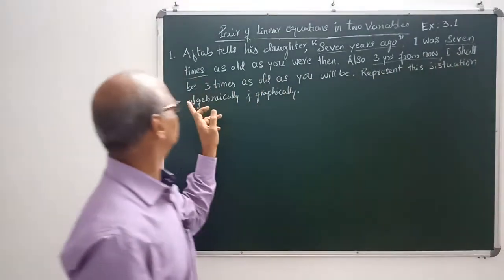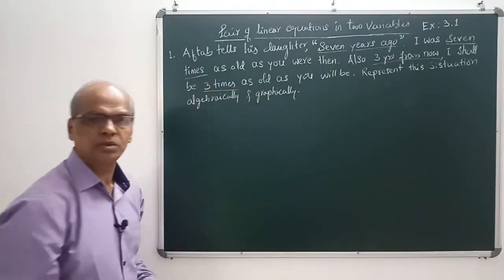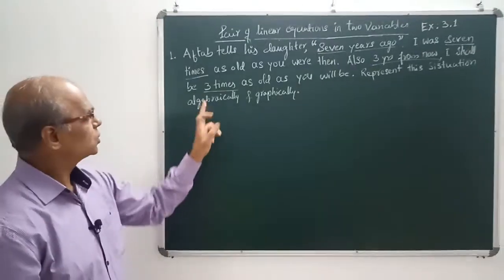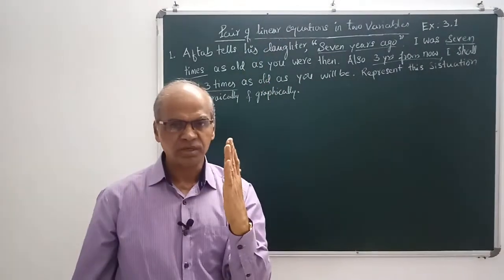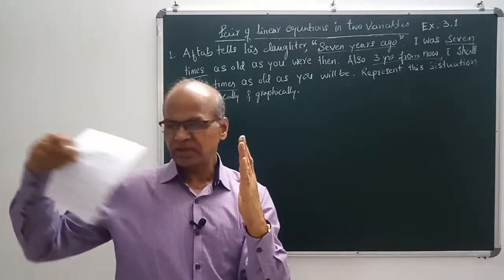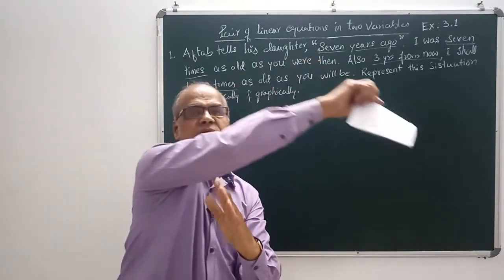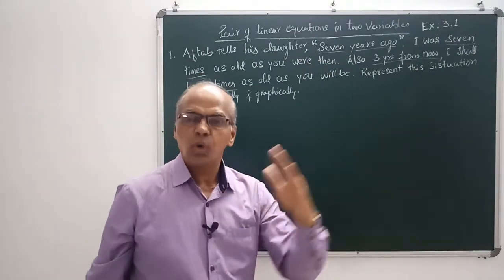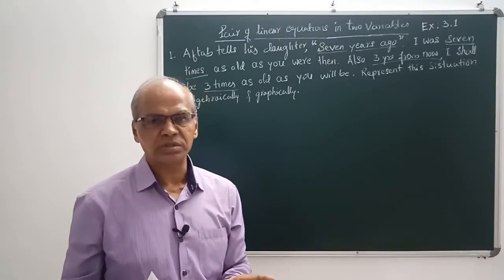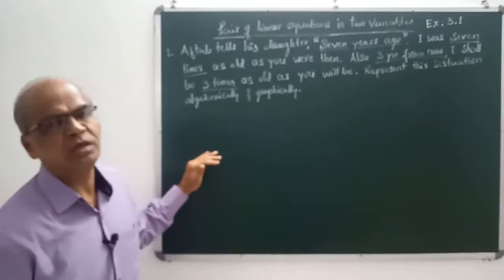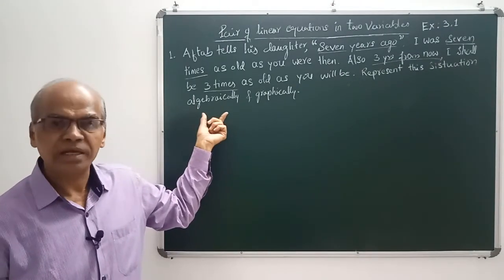I shall be 3 times, note this also, 3 times as old as you will be. We have to note the present age of the father and the daughter, the age of the father and the daughter 7 years back, and after 3 years on this side, the age of the father and the daughter. Solve and reduce those equations, then you will get the algebraic pair of linear equations. There ends the first part.